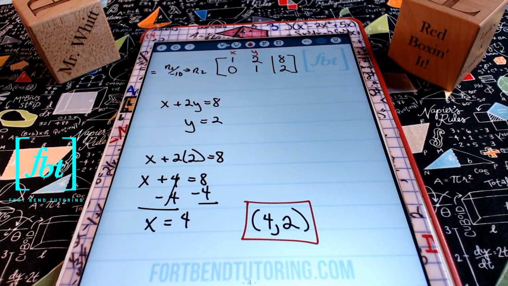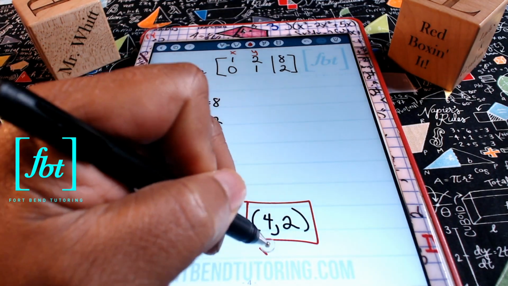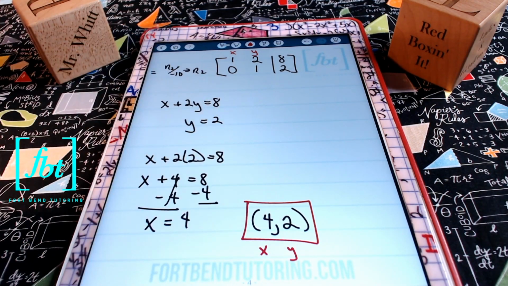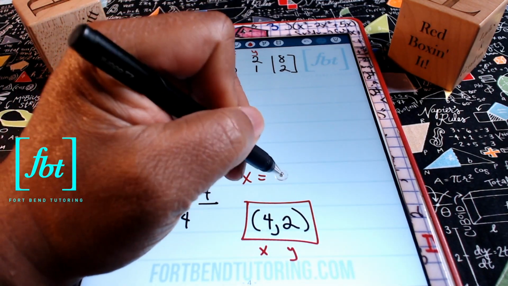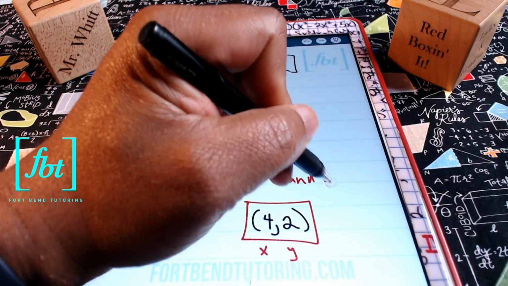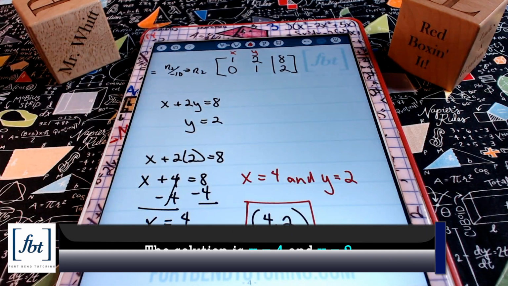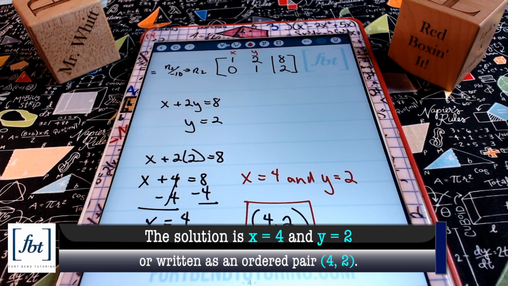So you can write your answer as an ordered pair, or you can expand this, knowing that the first value in the ordered pair is x, and the second value in the ordered pair is y, and simply have x equals 4 and y equals 2. Done and done, people. Just like that.